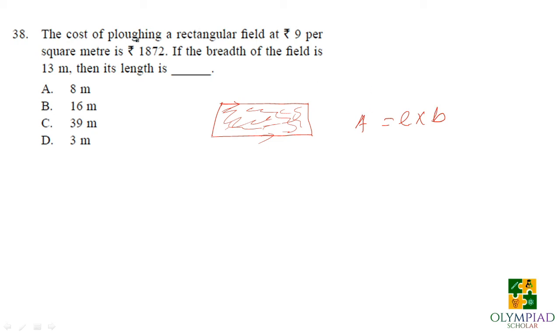So let us read the question once again to understand what it is saying. A rectangular field at 9 per square meter, the total cost is 1872. So the cost per square meter is 9 rupees. So if you divide the total cost by this, then definitely you will get the area of the field. So the area is now 208 square meters.